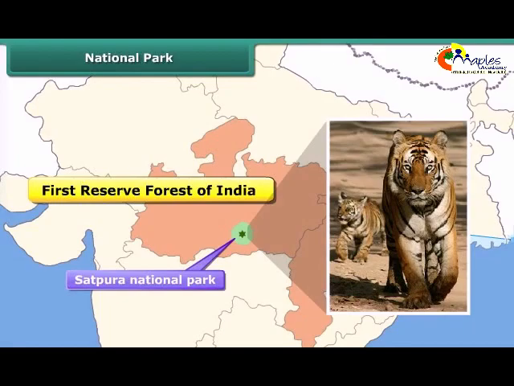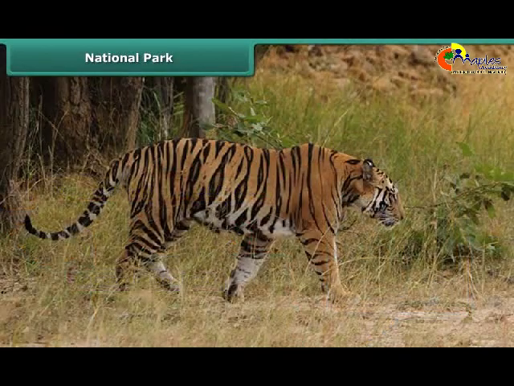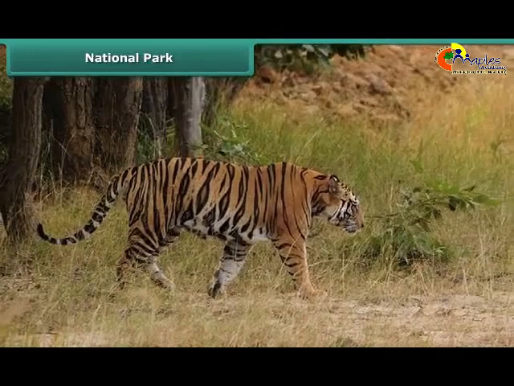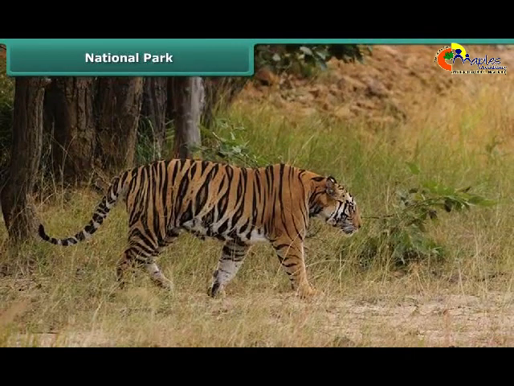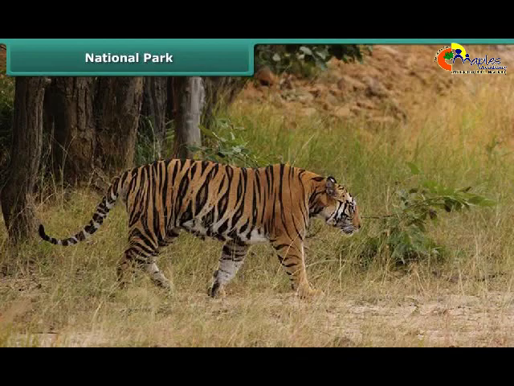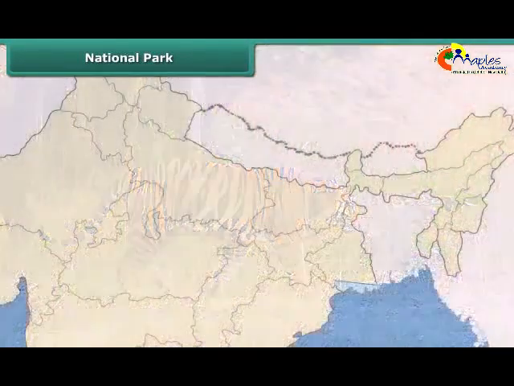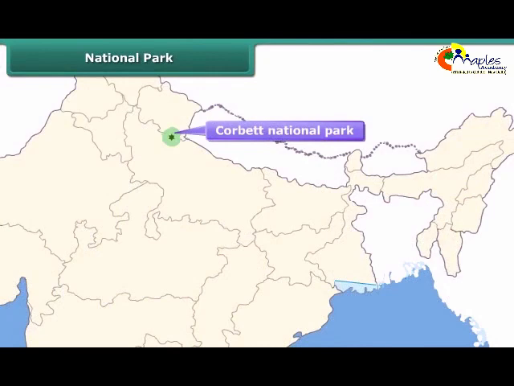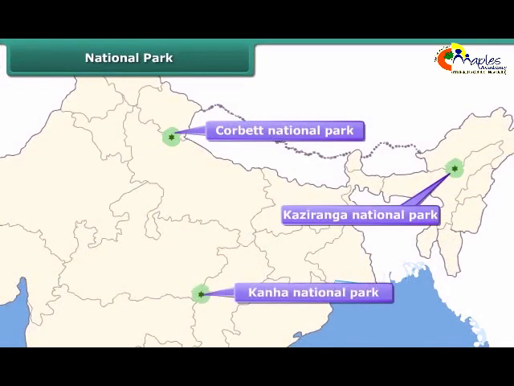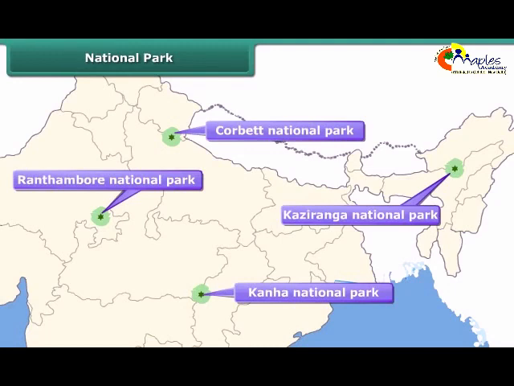Children, Project Tiger was launched by the government to protect the tigers in the country. The objective of this project was to ensure the survival and maintenance of the tiger population in the country. Apart from the Satpura National Park, Corbett, Kaziranga, Kanha and Ranthambore are the other national parks made for the conservation of animals.